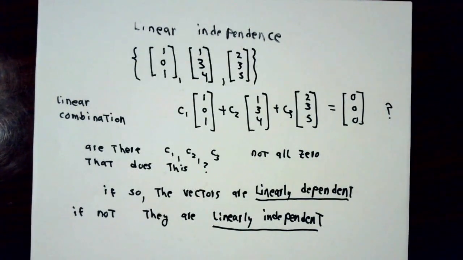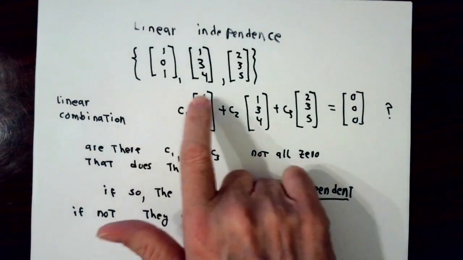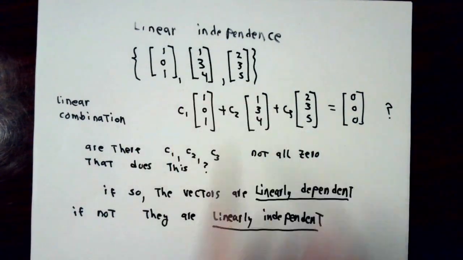This is just a very short video about the concept of linear dependence and linear independence. It's easiest to think about this at the start in very concrete terms. Imagine I give you a set of three vectors, (1, 0, 1), (1, 3, 4), and (2, 3, 5).